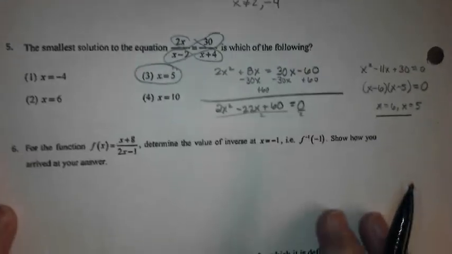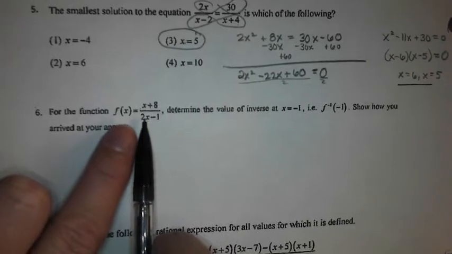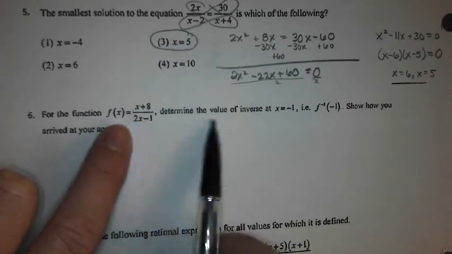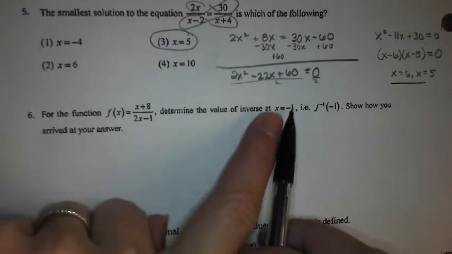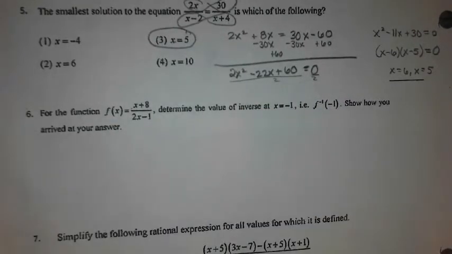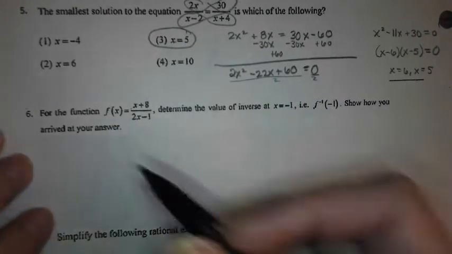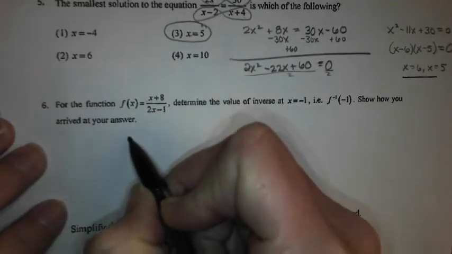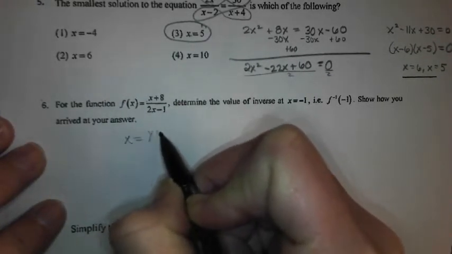Okay, so the function is given. Determine the value of the inverse at x equals negative 1, i.e. f inverse of negative 1. Now, I can write the inverse, and I'm going to do that because I think we need a review of that. So I'm going to switch the x's and the y's.